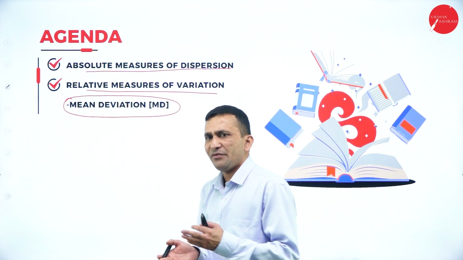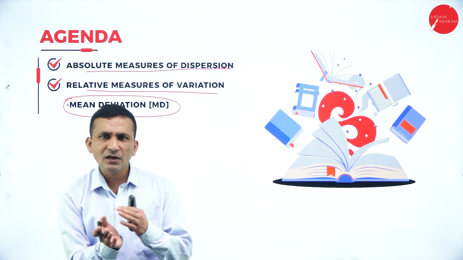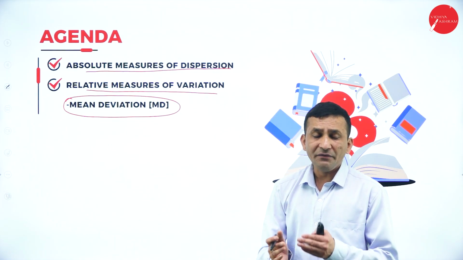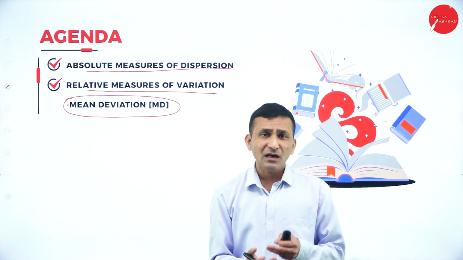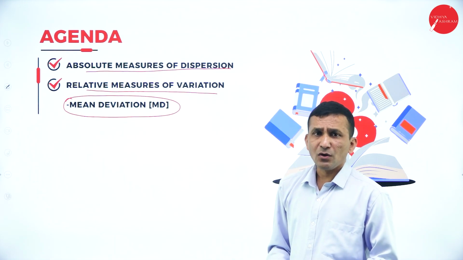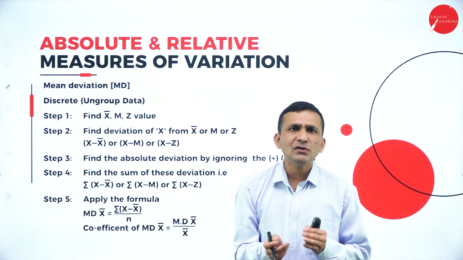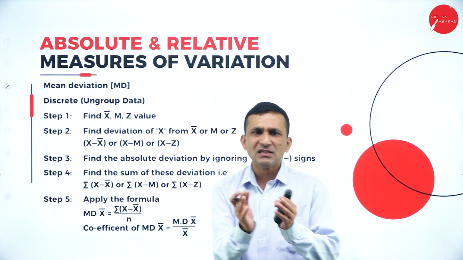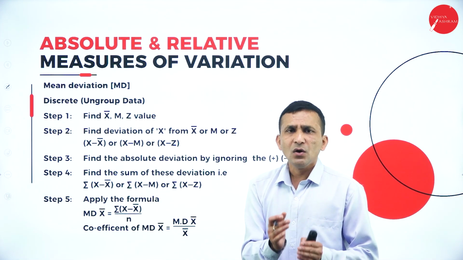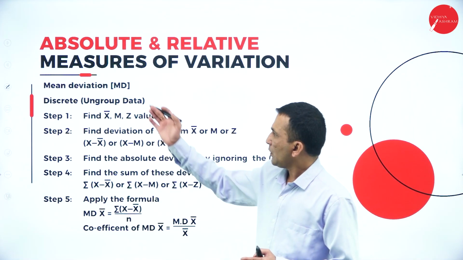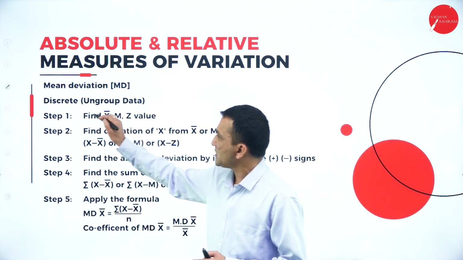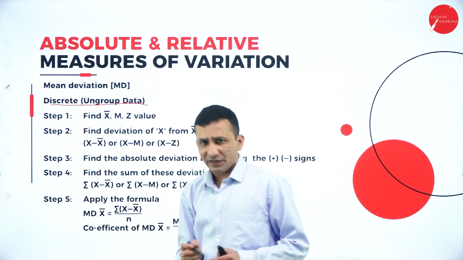In the last session, I covered range and quartile deviation. Compared to range and quartile deviation, the mean deviation is much more advanced. Moving forward, whenever you are trying to solve a problem, it may be discrete, grouped or ungrouped data, or continuous data. What steps do you need to follow when solving a problem based on discrete ungrouped data?